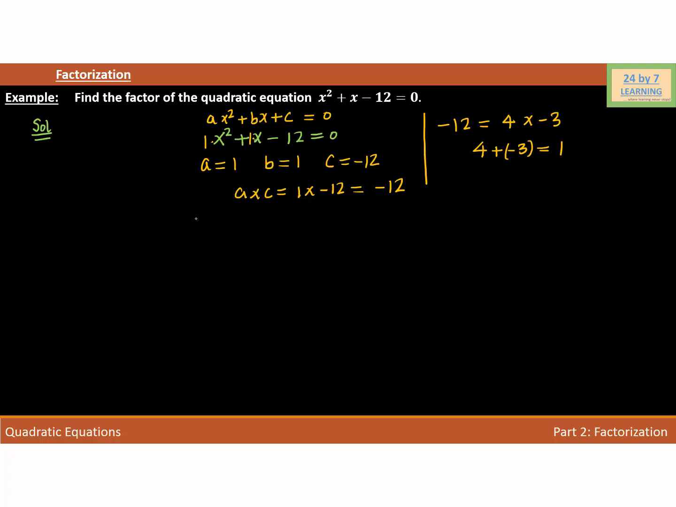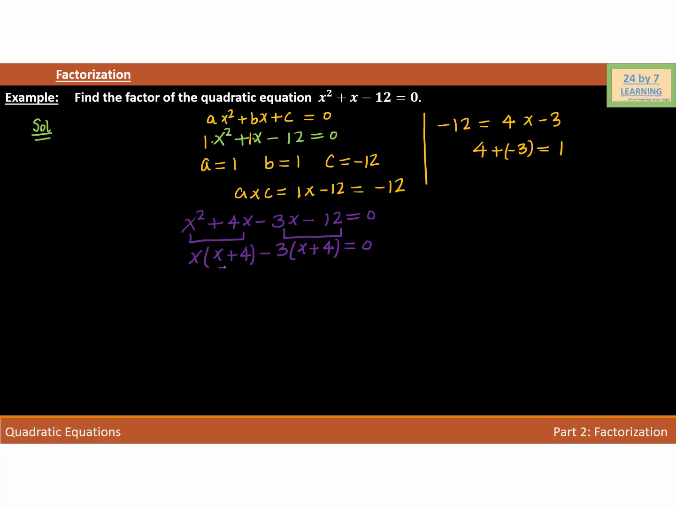So I'm going to rewrite my equation as x square plus 4x minus 3x minus 12 is equal to 0. Now I'm going to take these two terms together and these two terms together, and if I take the first two terms together, I can take x common. So I will write x inside the bracket. I have x plus 4, minus, I can take 3 common. So if I take 3 common, I have 3 outside the bracket, and inside the bracket I have x plus 4, and this whole expression is equal to 0.